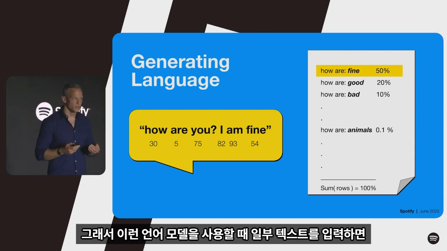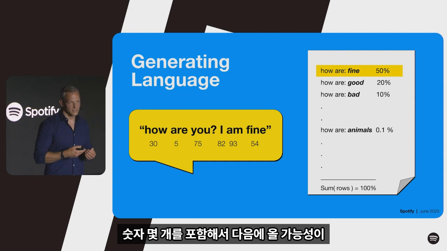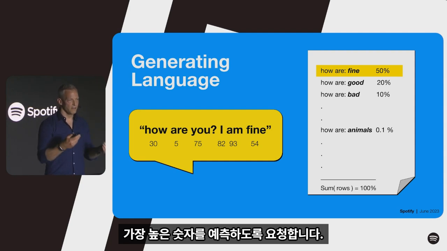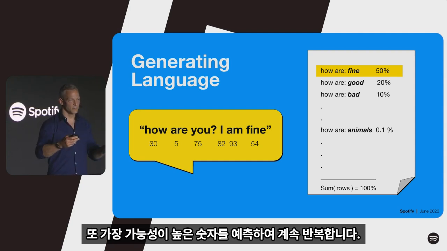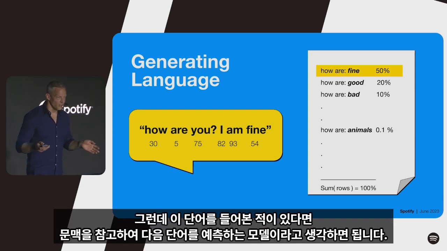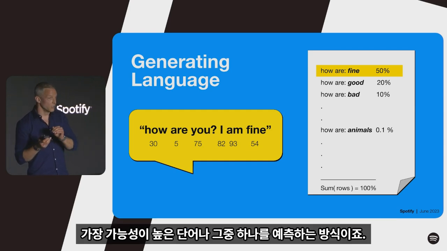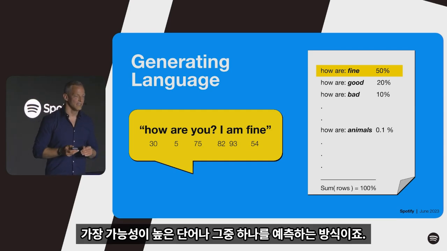So what you do with these language models is you put in some text, some numbers, and then you just ask it to fill out the likely next number, take that, feed it in again, add the most likely next number, take that, feed it in again, forever. This is what is called an autoregressive model, by the way, if you ever hear that word. It just takes the context and tries to guess the most likely or one of the most likely next words.